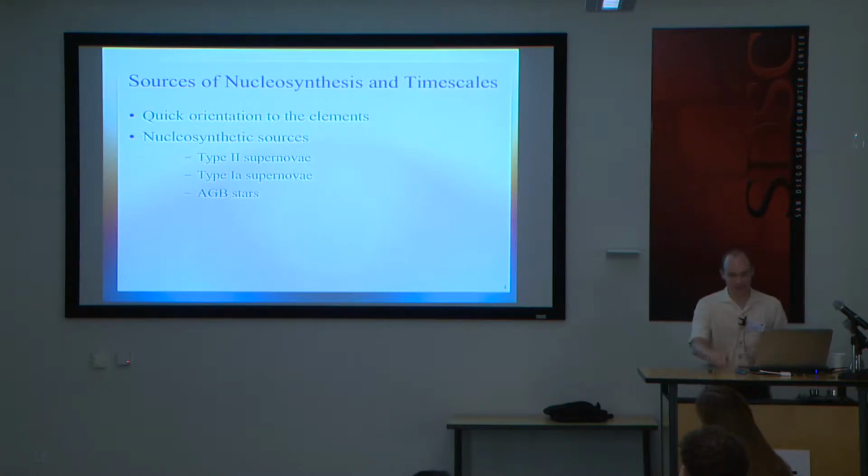I don't know how many times last week you saw the periodic table, but you're going to see it again. And then the nucleosynthesis sources. So the major ones that I'm going to be talking about are the 2 main types of supernova. We have core collapse type 2 supernova, and then the thermonuclear type 1a supernova from low mass stars. And finally, AGB stars are also going to be very important for certain elements of the periodic table.